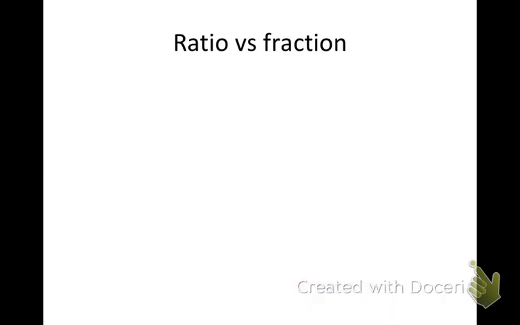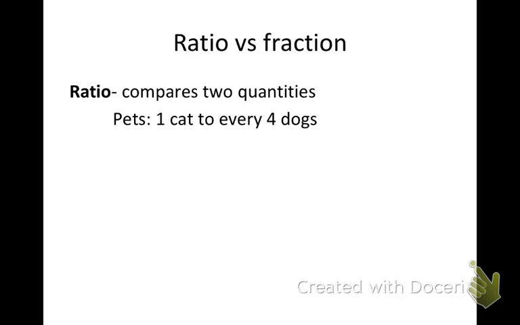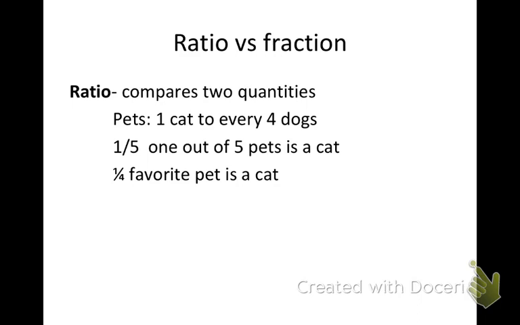I showed you how a ratio kind of looks like a fraction, but they're really a lot different. So how is a ratio different from a fraction? Well, a ratio can compare two quantities. For example, 1 cat to every 4 dogs, that's a ratio. So for every 1 cat, you have 4 dogs. You can also write something as 1/5, so that means 1 out of 5 pets is a cat. I can also write something like 1 over 4, which is a favorite pet being a cat out of the 4 different types of pets.